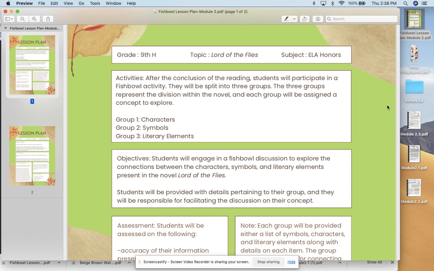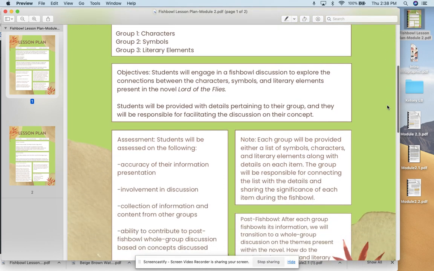And in the fishbowl activity, each group represents a concept that they are going to explore. In group one, we'll be looking at the characters. Group two will be looking at the symbols, and group three will be looking at different literary elements. So the overall objective: students will be engaging in a fishbowl activity to explore the connections between character, symbols, and the literary elements present within Lord of the Flies.